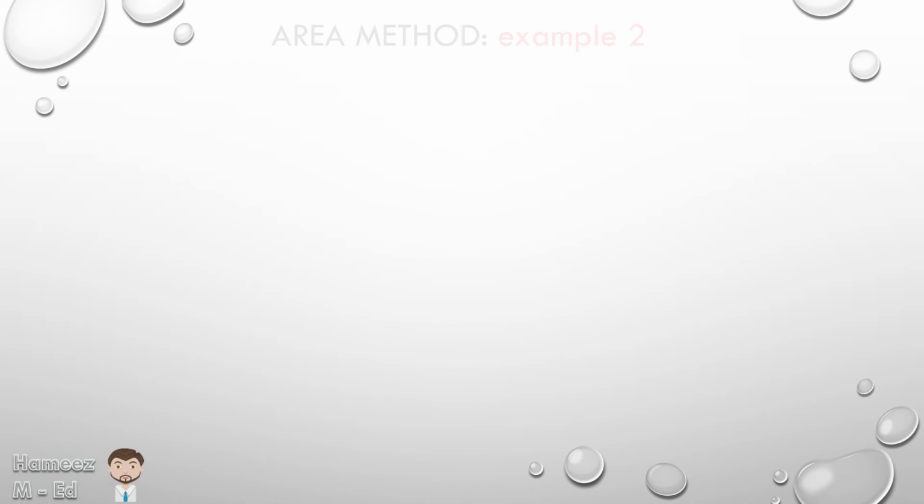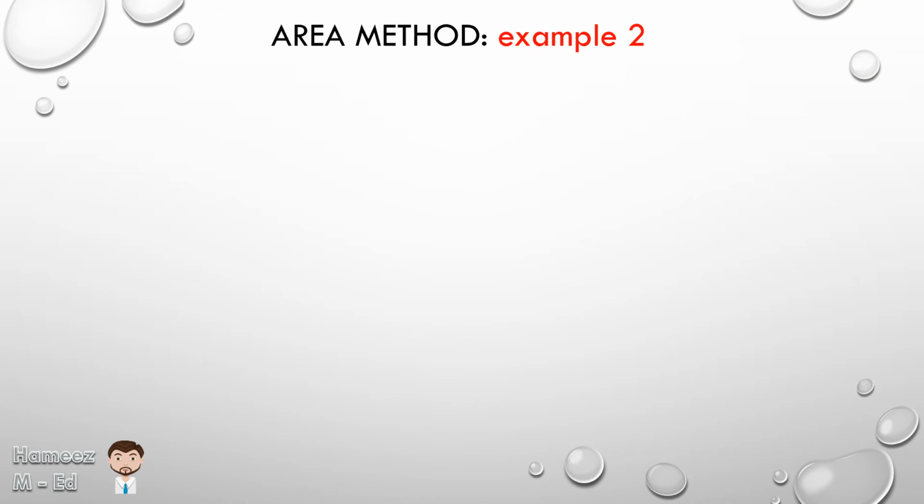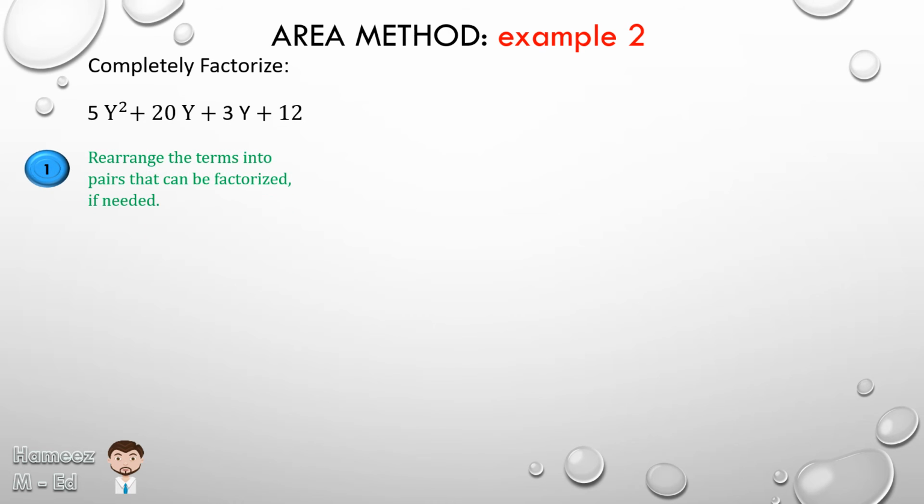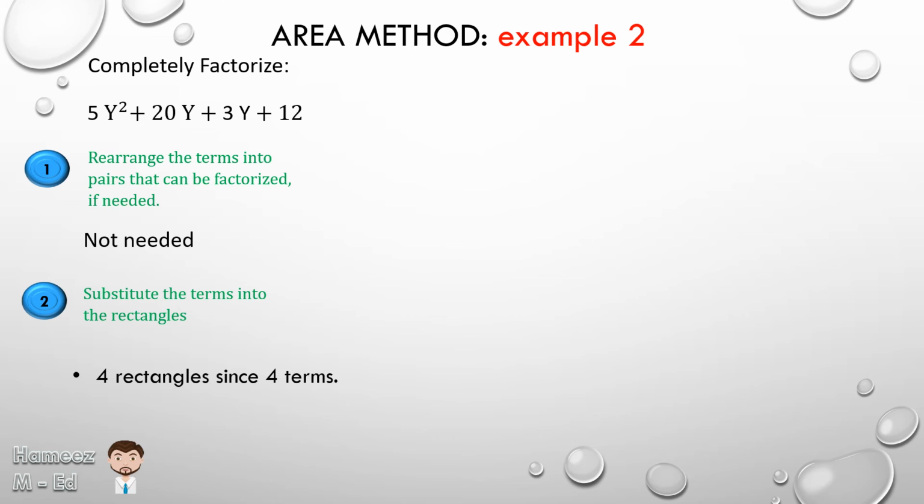We will now look at example 2 using the area method. Remember, the question is 5y squared plus 20y plus 3y plus 12. So step 1 says rearrange the terms into pairs that can factorize if needed. And in this case, when we look at the first 2 terms, it can be factorized, and the third and fourth terms can be factorized, so therefore it is not needed. So we move on to step 2. Substitute the terms into the rectangles. And as before, we will require 4 rectangles since we have 4 terms.